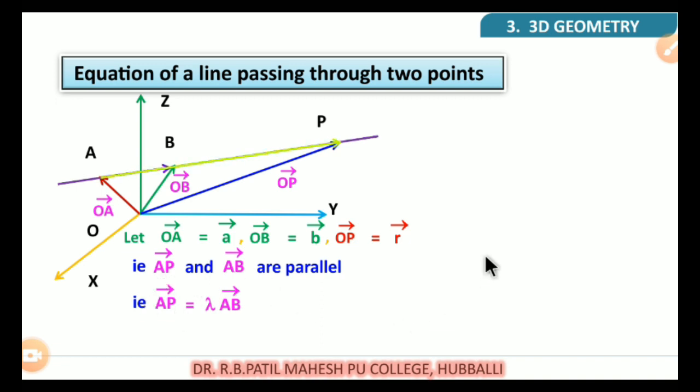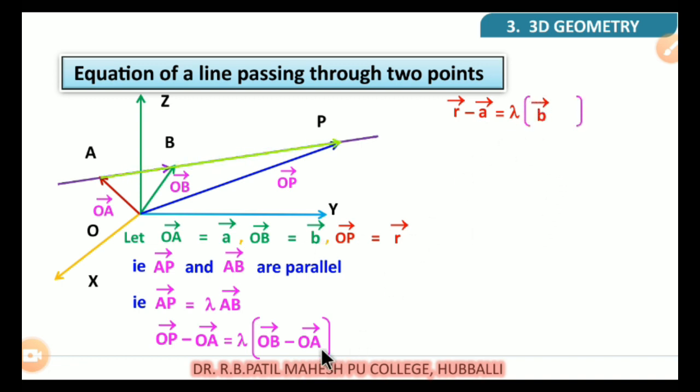So AP can be written as OP minus OA vector, which is equal to lambda, a scalar, into the bracket of OB minus OA vector. Now take OP equal to vector r, and OA equal to vector a. So that will be equal to lambda into the bracket of OB, that is vector b, minus OA, that is vector a. So b vector minus a vector.